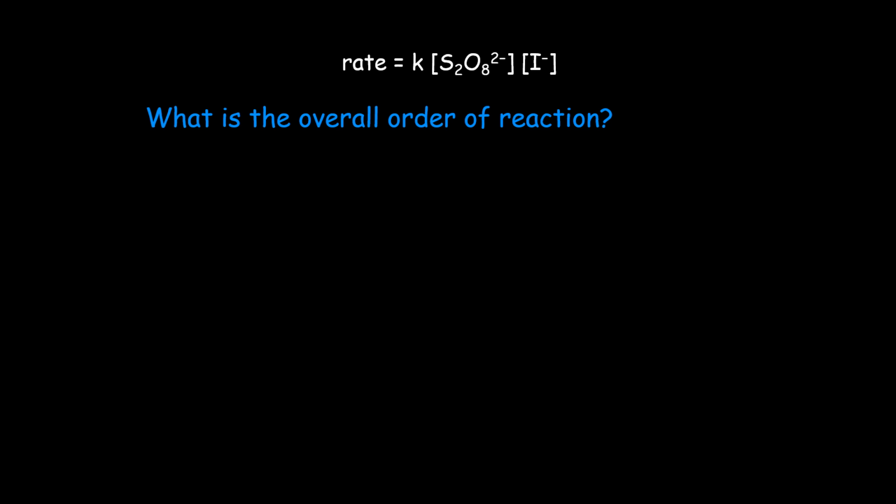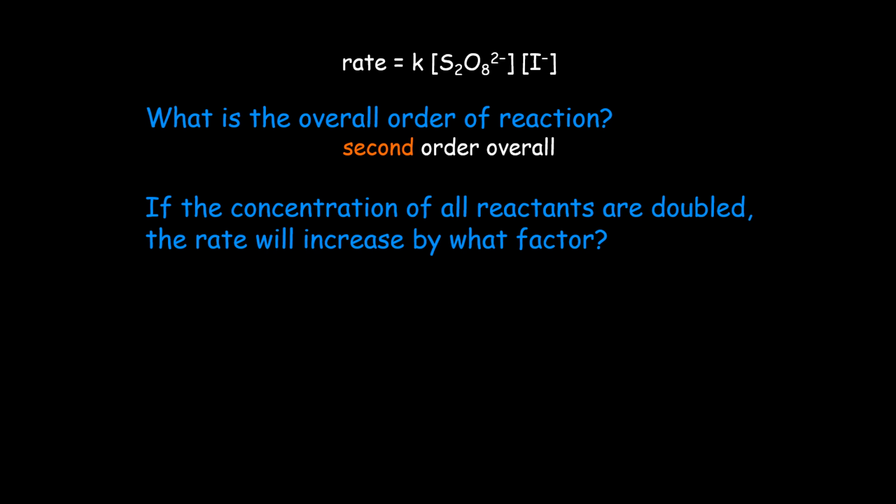The overall order, now remember, you add the orders, so it's going to be second order. Now if the concentration of all reactants are doubled, the rate will increase by what factor? Okay, so let's double the concentration of peroxydisulfate, which is to the power of 1, and we're going to double the concentration of iodide, which is also to the power of 1, so it's going to be 4 times the rate.